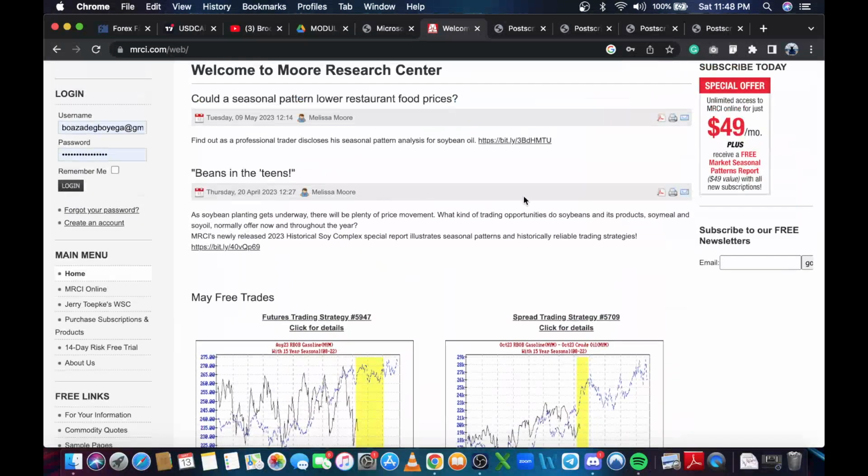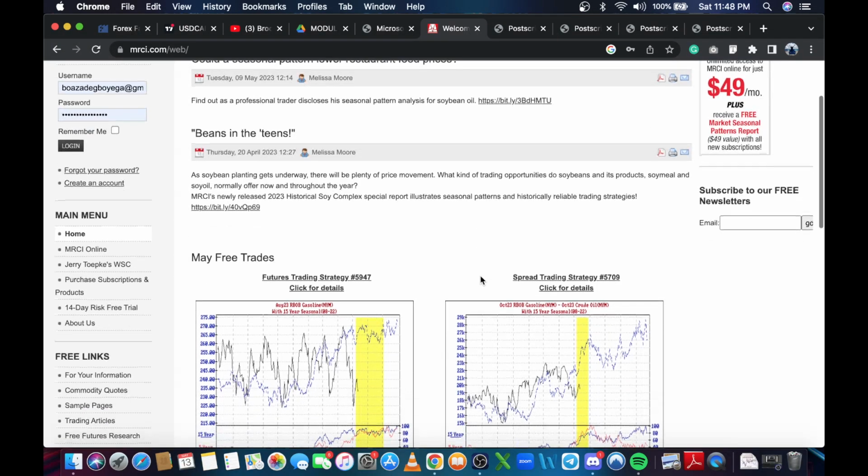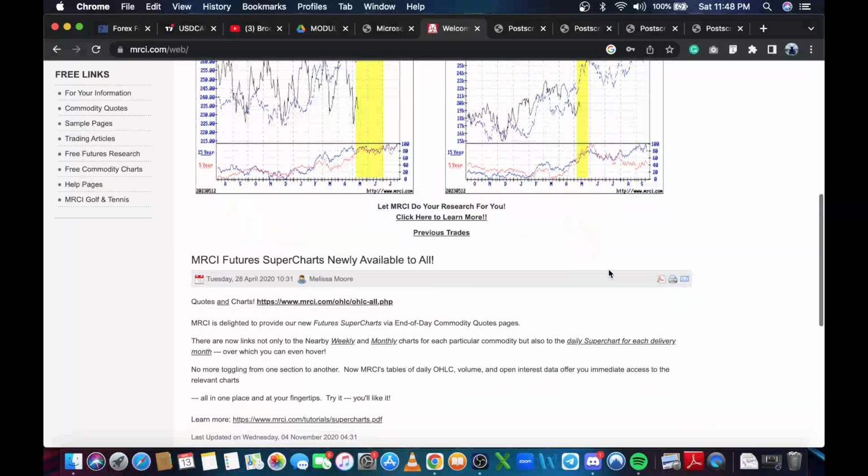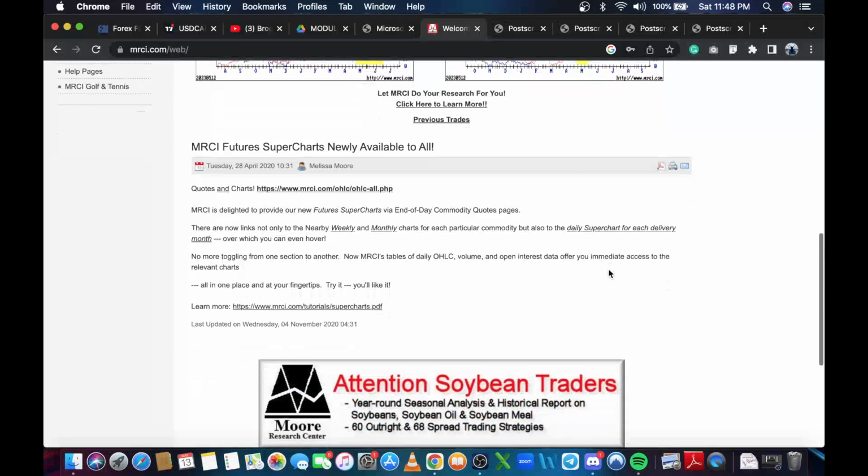But I don't trade commodities. I only trade currencies. I don't trade even equities. So I don't necessarily use them, but they're still very, very good as a tool for identifying quarterly shifts by just studying the seasonal influence over a period of time.